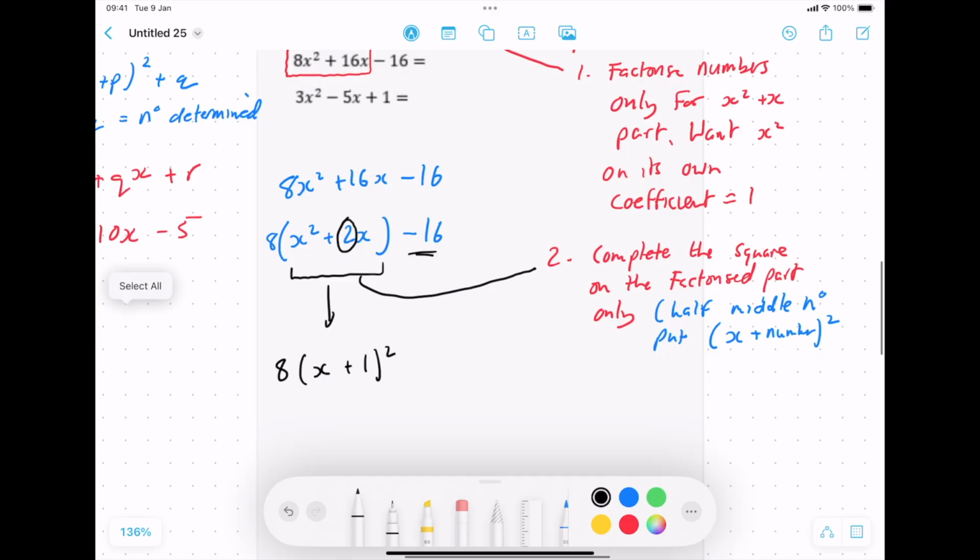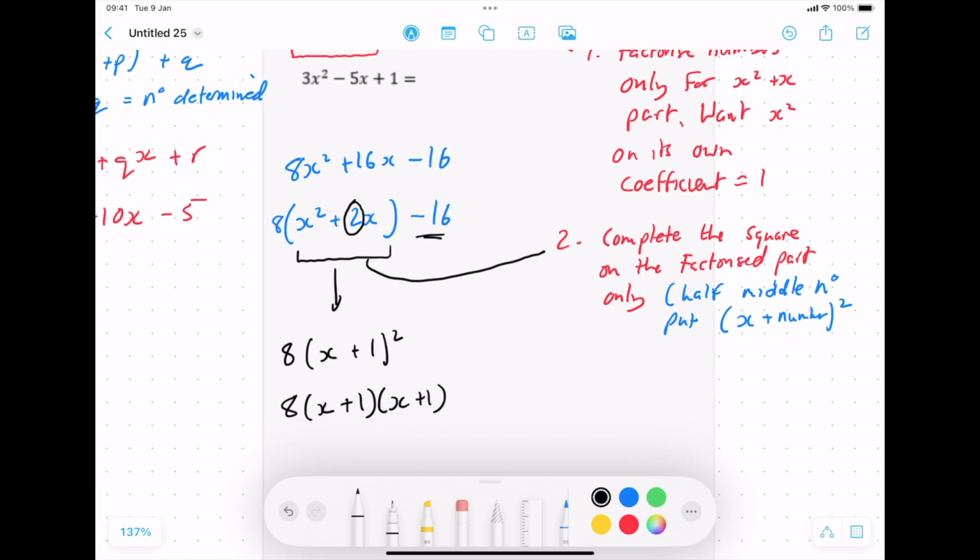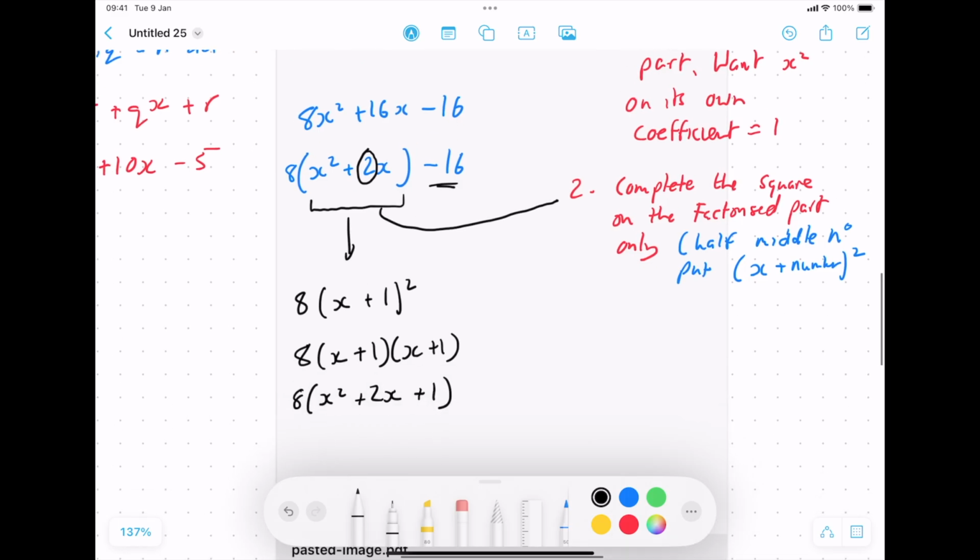What I'm going to do is expand this bit. So that'll be x plus 1, x plus 1 with the 8 outside. And that gives us 8 times: x times x is x squared. x times 1 is 1x. 1 times x is another x, so that's 2x. And then 1 times 1 is 1. Right, now comes the final bit. So I expand this out, so I get 8x squared plus 8 times 2 is 16x plus 8 times 1 is 8.